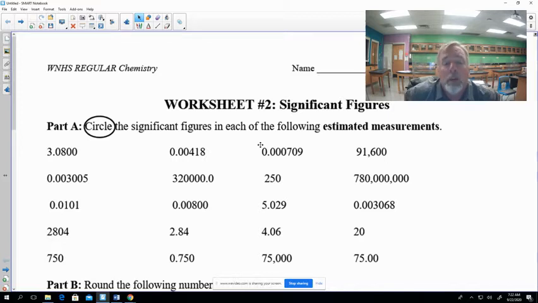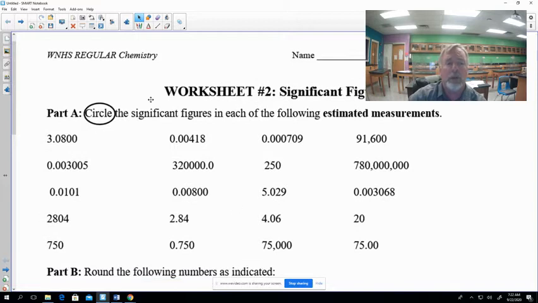Let's apply them to some of our calculations here. So this worksheet asks us to circle the significant figures in each of the estimated measurements. Again, the hard part here is what to do with our zeros. So I'm going to go through this and help you figure out a way that hopefully makes a little bit more sense for you as we're doing these.